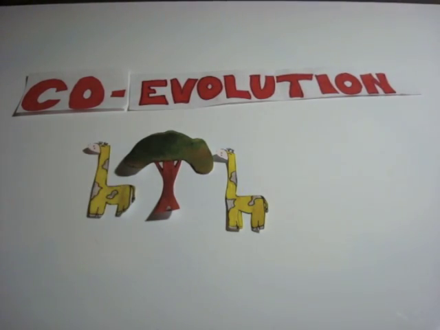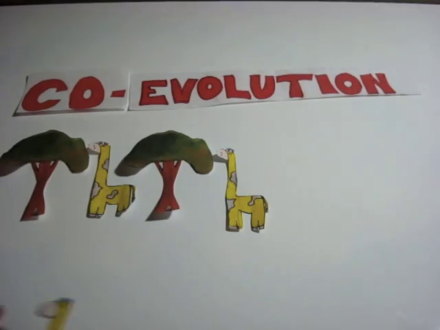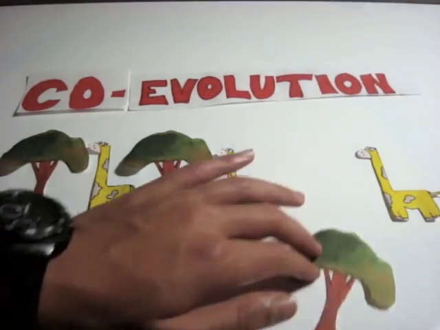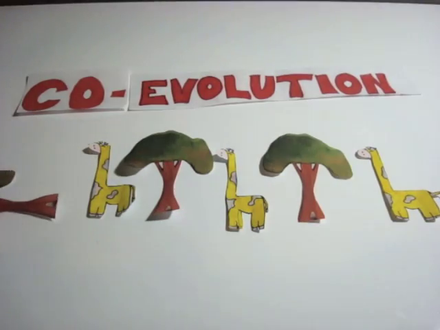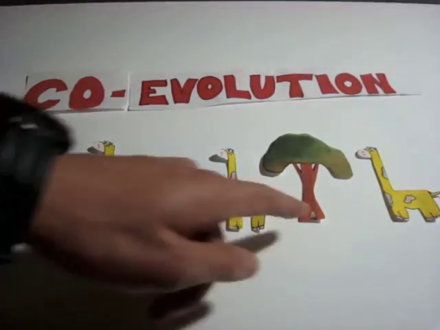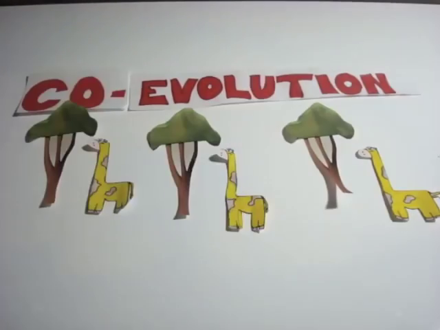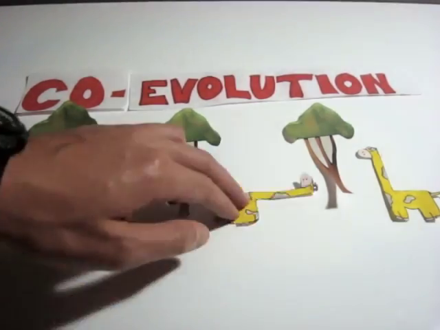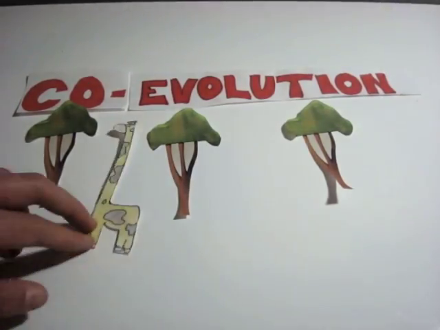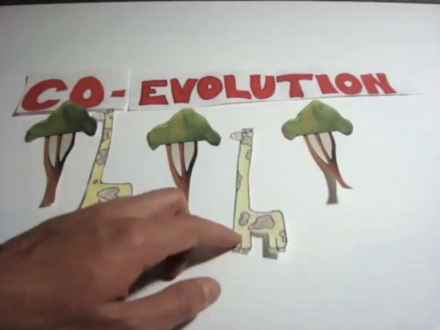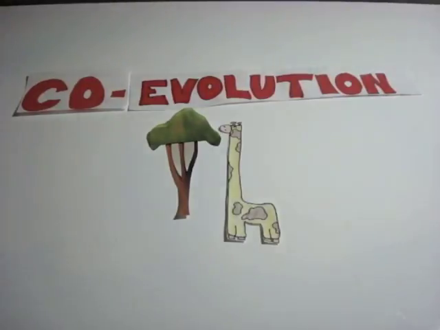First, there were small trees and giraffes with short necks. The giraffes ate the leaves of the small trees, so these trees died, leaving the tall trees, which reproduced. The giraffes couldn't reach the leaves, so they died. Giraffes with longer necks survived because they could reach the high branches.